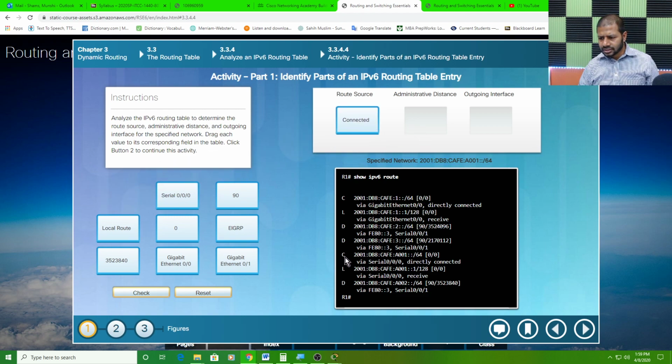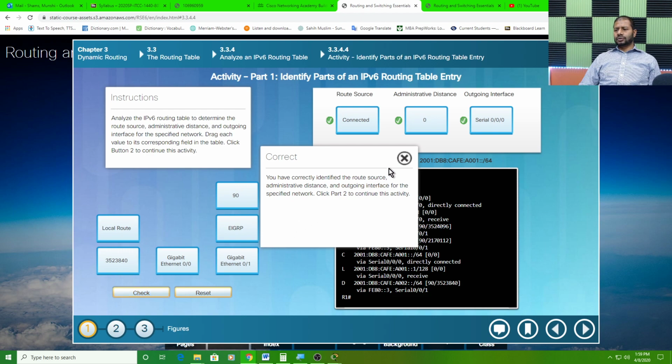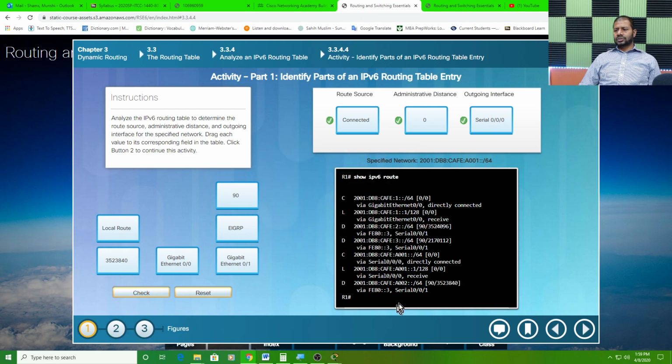Administrative distance, here's the CAFE:A001 right here. Administrative distance is 0 right here, and the metric is 0. So it's directly connected, of course the admin distance is 0. Outgoing interface, which interface is going out? This one, Serial 0/0/0. So I go to the Serial 0/0/0 right here. That's my exit interface. That's it. I was able to do this first one. So let's check. Good, we did good. I want you to do number 2 and number 3 by yourself, using the same principle. Next.